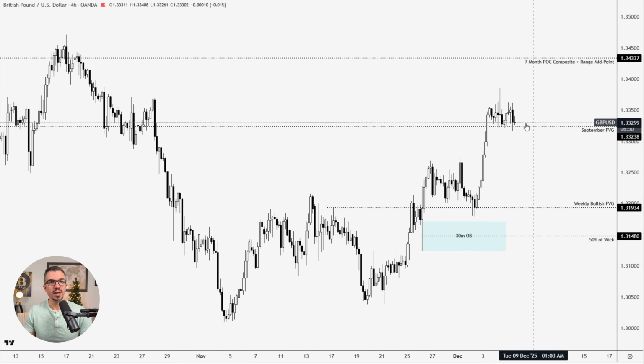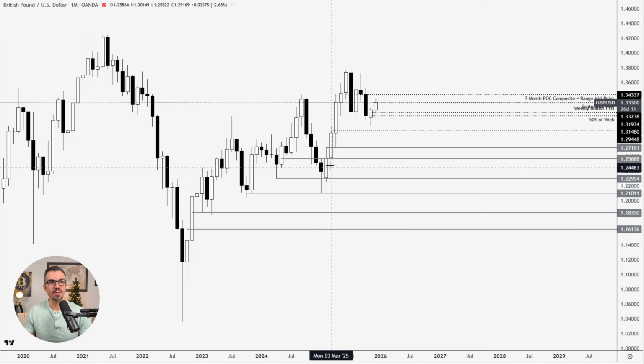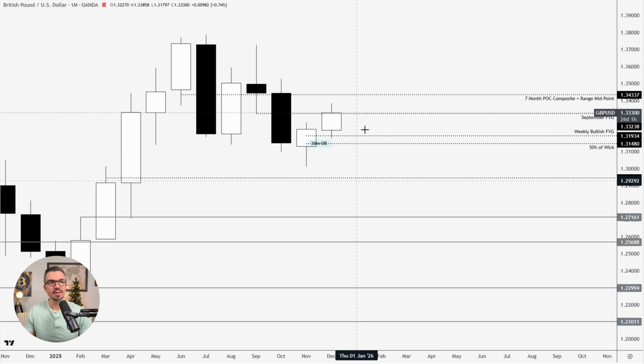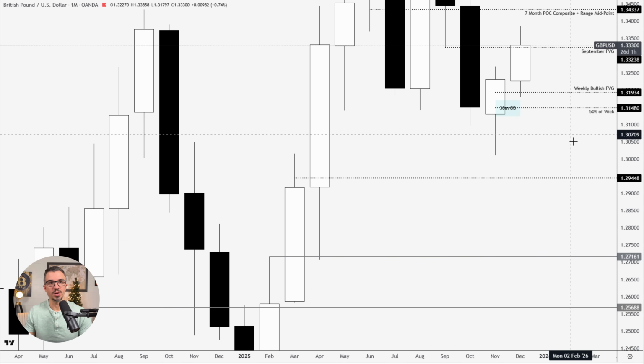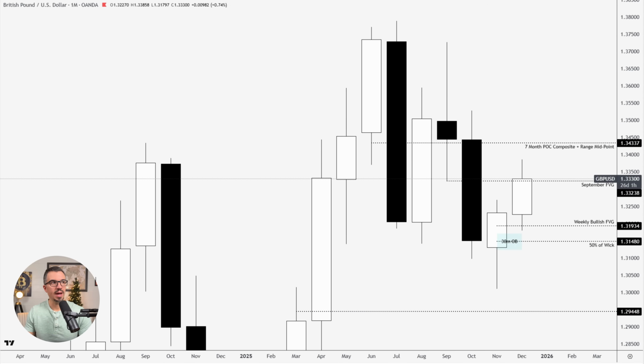Looking here at the pound, we have the September FVG. This was the target last week. And if you look at the monthly time frame, the reason it was a target is back here, we had a confirmed FVG. It's a 3-candle pattern. You had this candle right here, you had this one that dropped below and closed below, and then this was the third one that left this gap open. So this right here is what I was targeting last week, and we certainly got that.